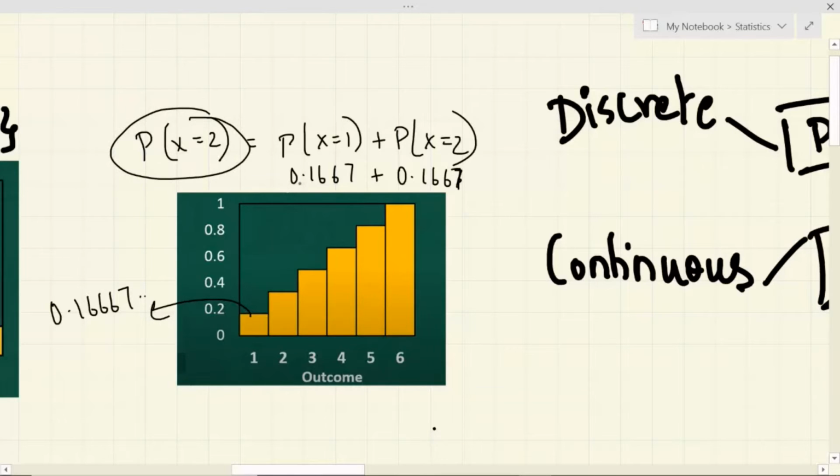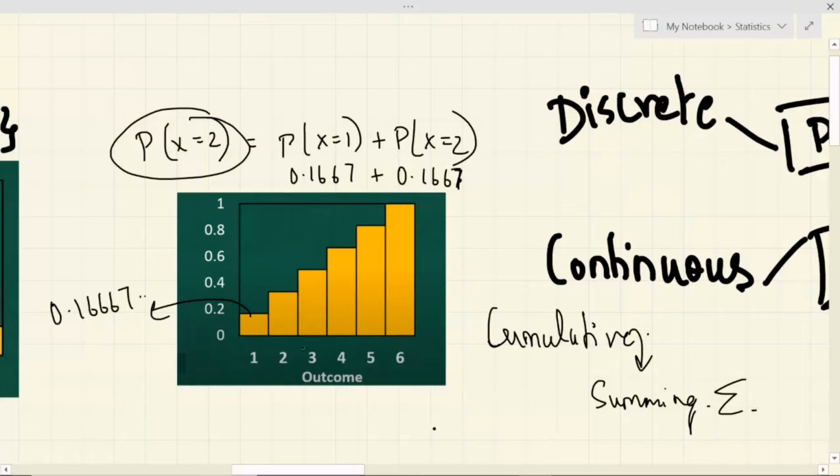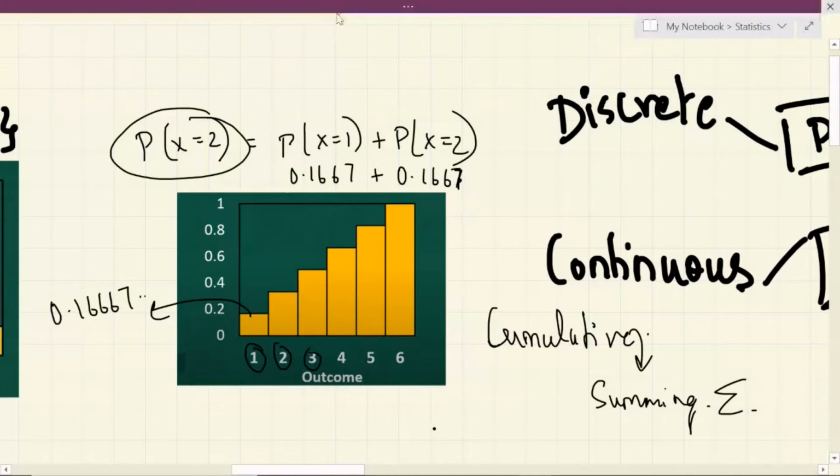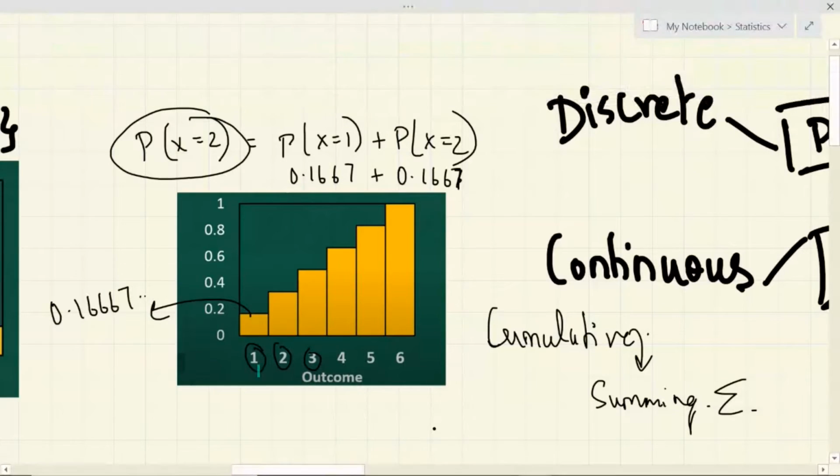So when we see the word cumulative itself, cumulative means summing up, right? It means summing up all the range of possible outcomes that can be there. So it's just summing up. So when we see the probability of getting 3, likewise it's the probability of getting 1 plus 2 plus 3. That is how the cumulative probability works.